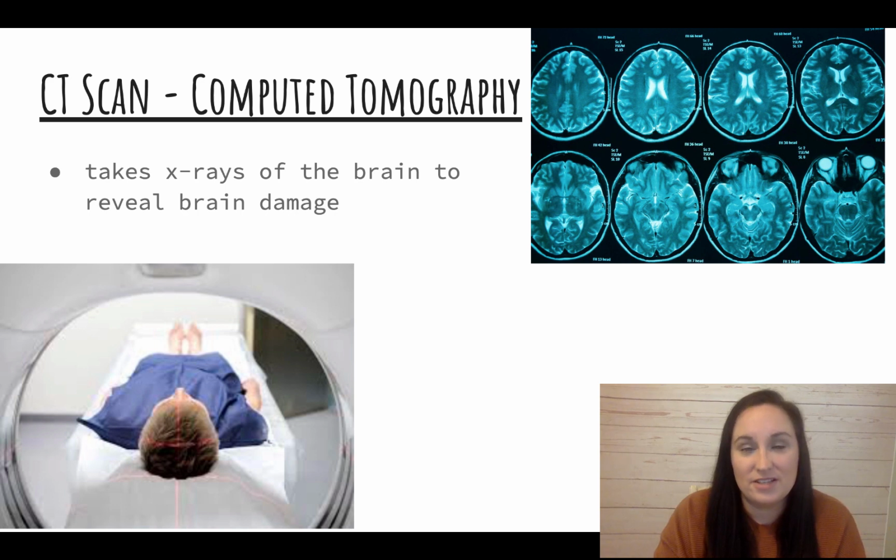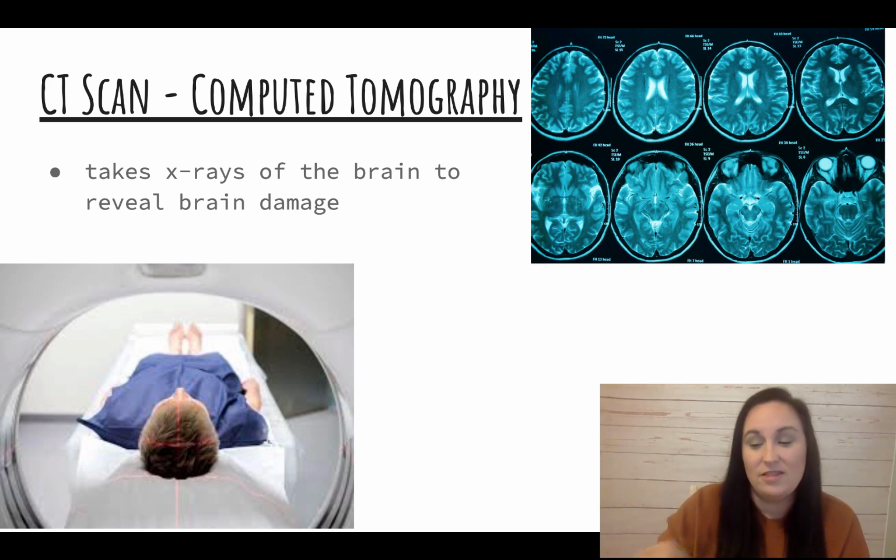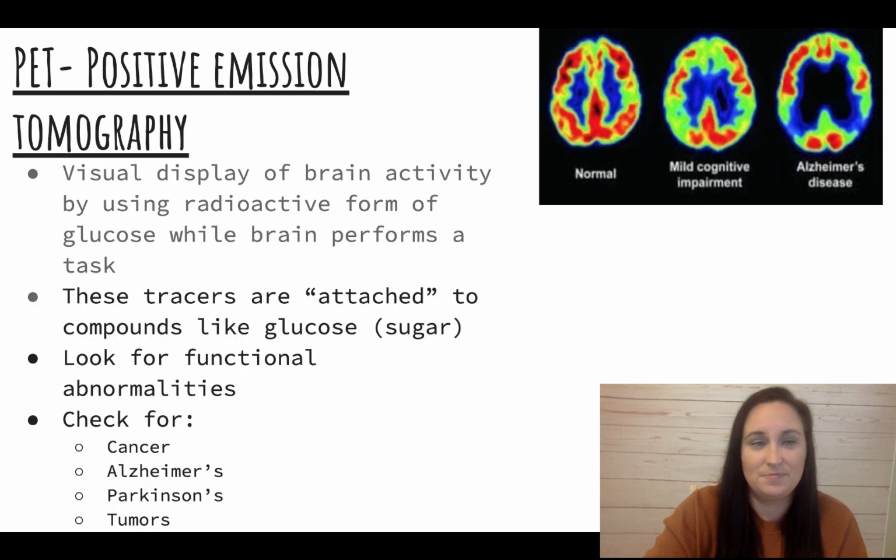So another type of brain scan is the CT scan. When you think CT scan, I want you to think of basically an X-ray for your brain. So any sort of brain damage, like structurally, they would use a CT scan.